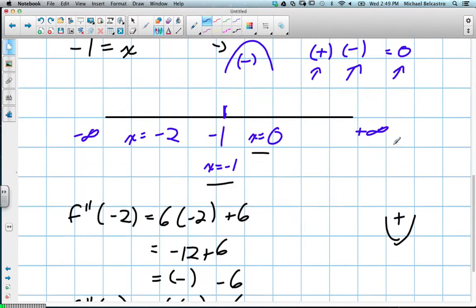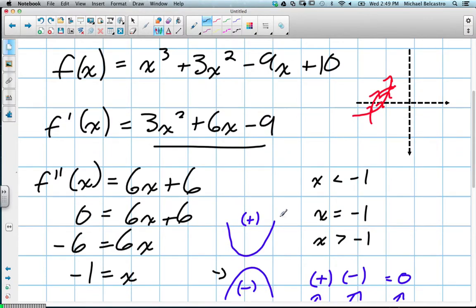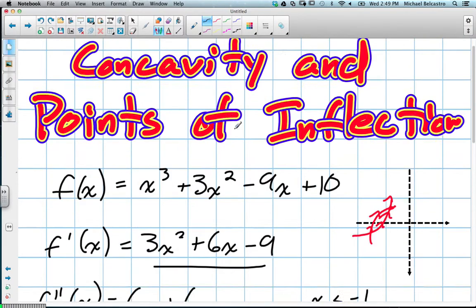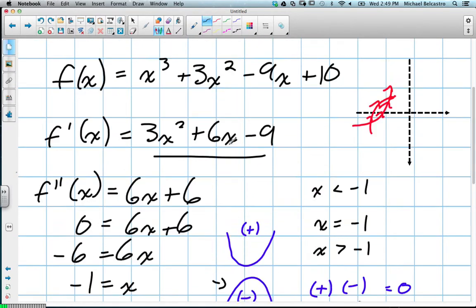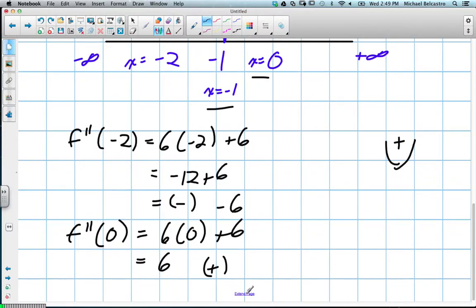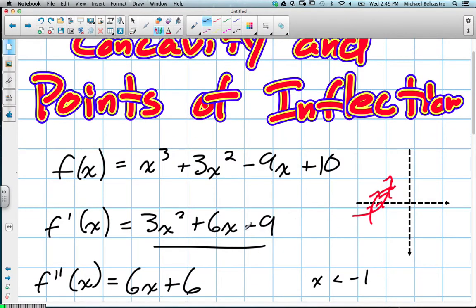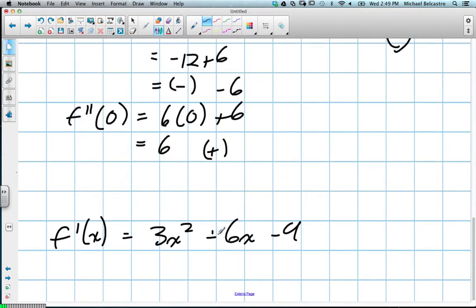What we also want to find out is if we're increasing or decreasing at points when we go to sketch this. So this is important for us. Now that we've found the concavity, we have to go back to some of the information we've learned before and find our roots for increasing and decreasing. So 3x squared plus 6x minus 9.